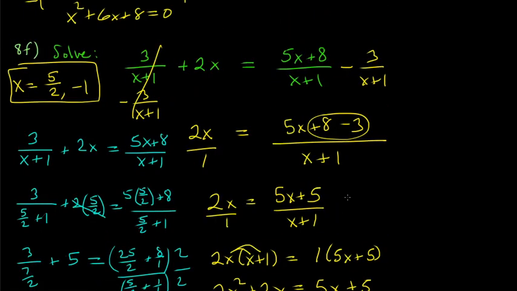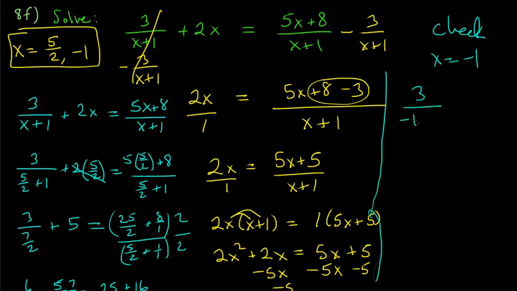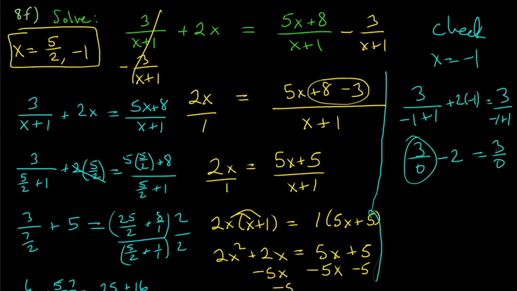What about negative 1? Let's check x equals negative 1. If I plug that in, I get 3 over negative 1 plus 1, plus 2 times negative 1, equals... I'm going to try to do this all in my head, but it's basically going to be 3 over 0. So 3 over 0 minus 2 equals 3 over 0. We're dividing by 0. That's not allowed. So negative 1 is not a solution.